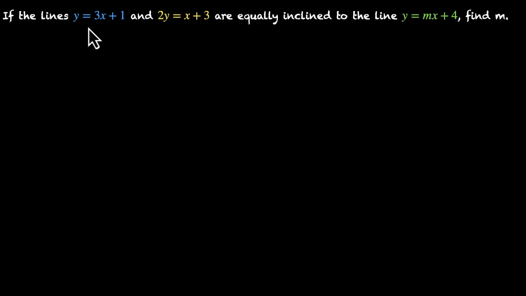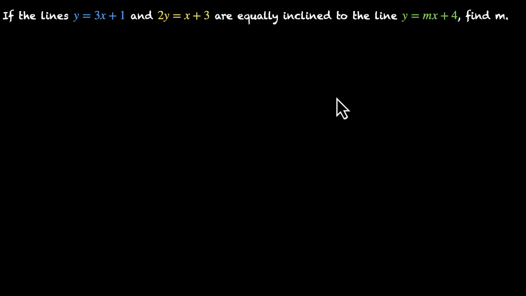Alright, let's solve one more. If the lines y equals 3x plus 1 and 2y equals x plus 3 are equally inclined to this third line y equals mx plus 4, find m. So we're given two lines and both of these lines are equally inclined to this third line, slope of which is unknown. That's exactly what we need to find. So this is the problem. Pause the video, think about it.